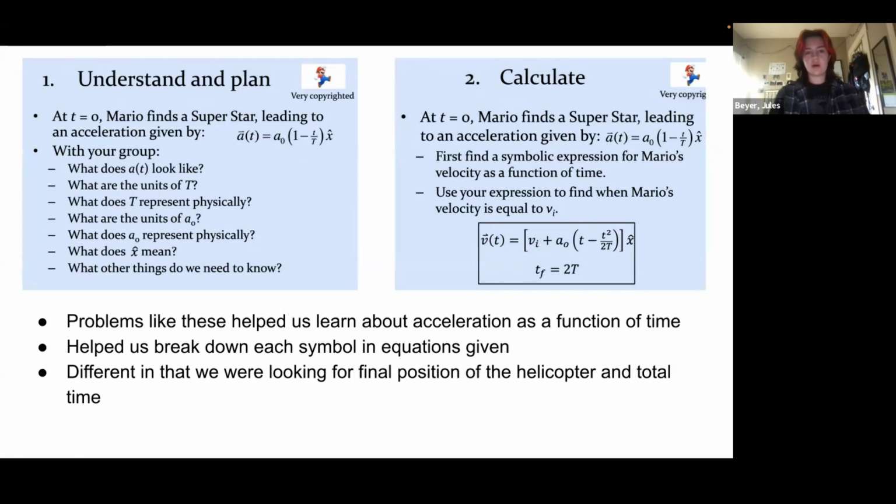So I think overall, these problems in class, as well as our Get Ready activities, really prepped us for more complicated problems like this one. And overall, they were quite similar. And I think especially in helping us break down each symbol in the problem to help us better figure out where we need to go from there.